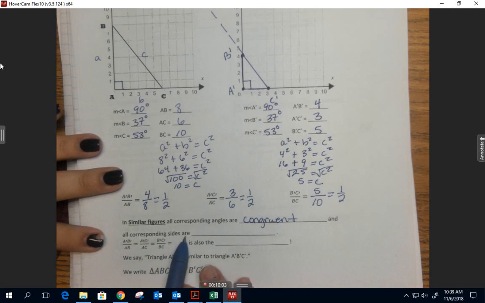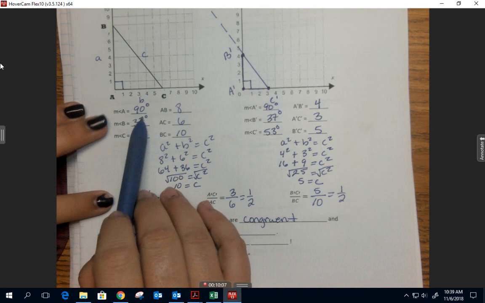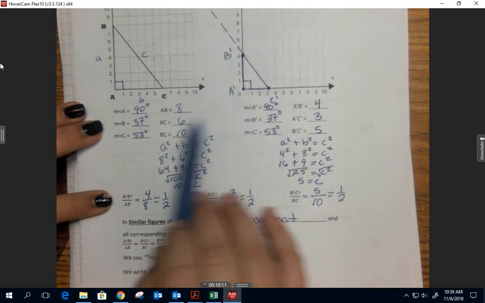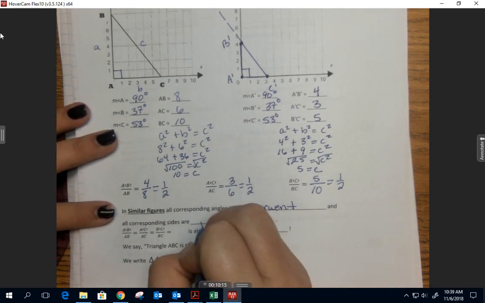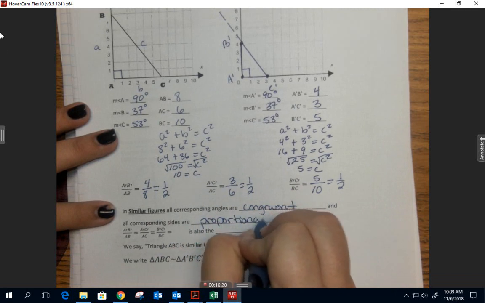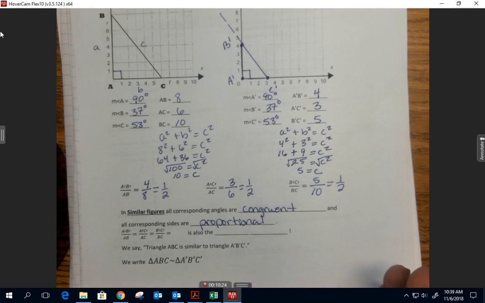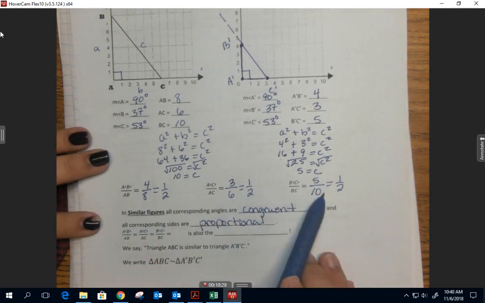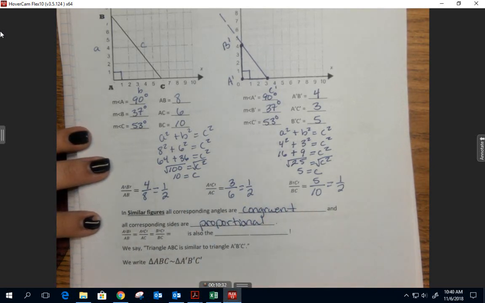All corresponding sides, though, are they congruent? Let's see. A to B, A to B. No, they were not congruent. But they are proportional. What does it mean to be proportional? That means they all can reduce down to the same fraction like we see up here. Like all of our corresponding sides reduce down to 1/2.